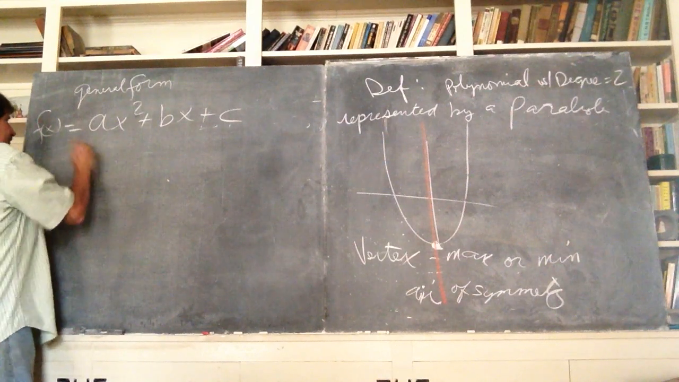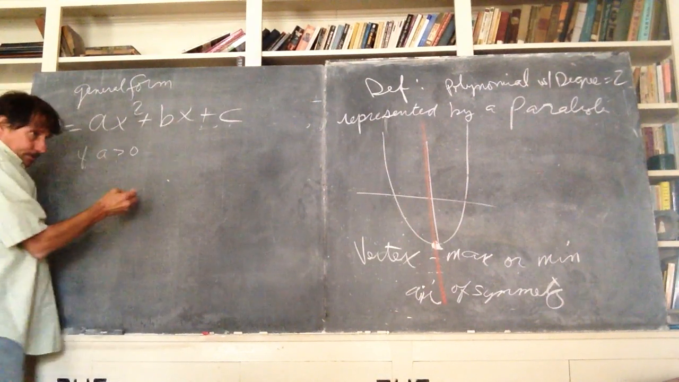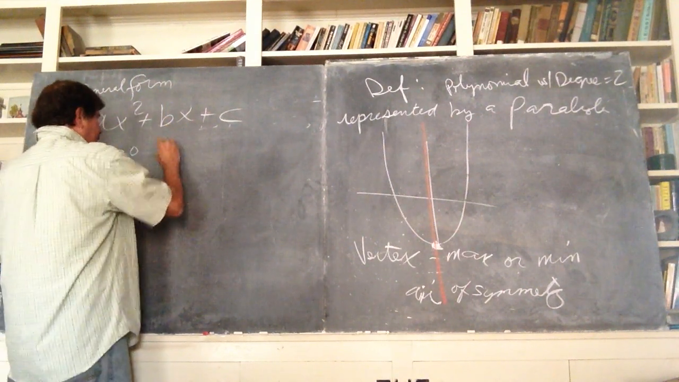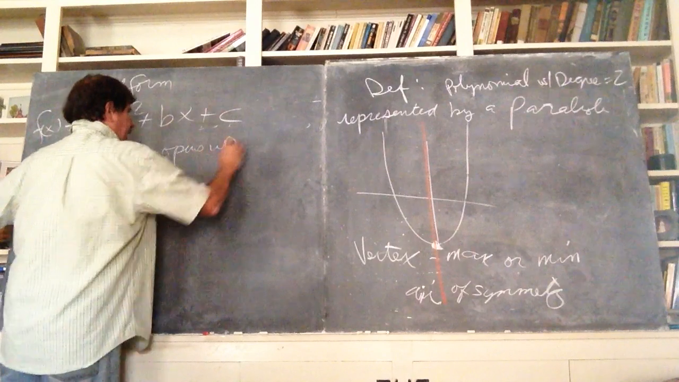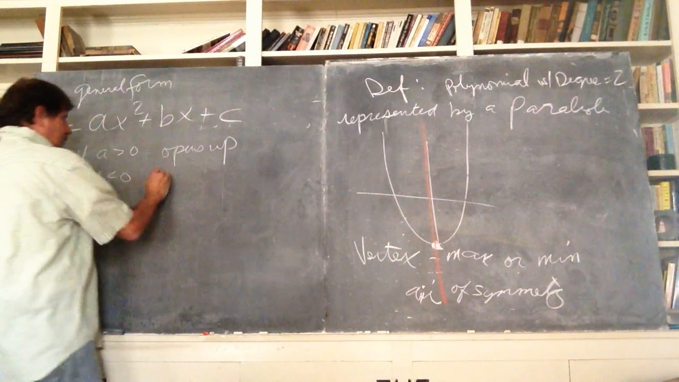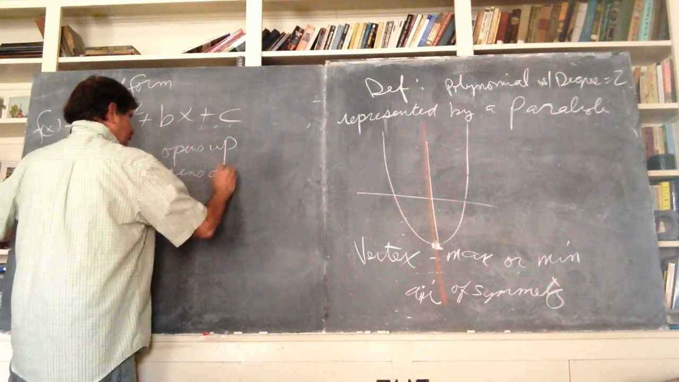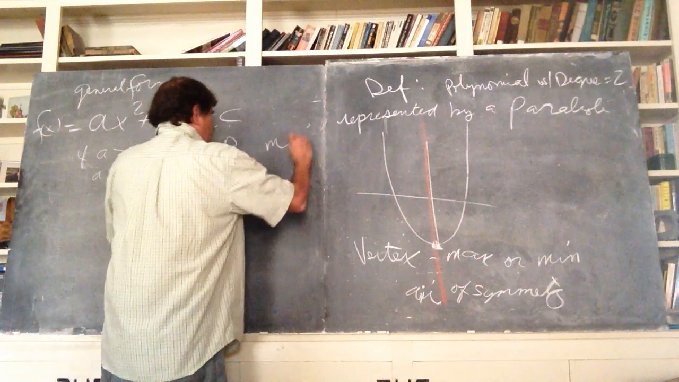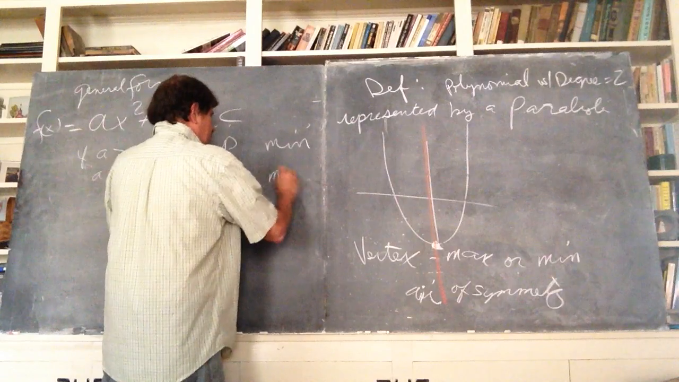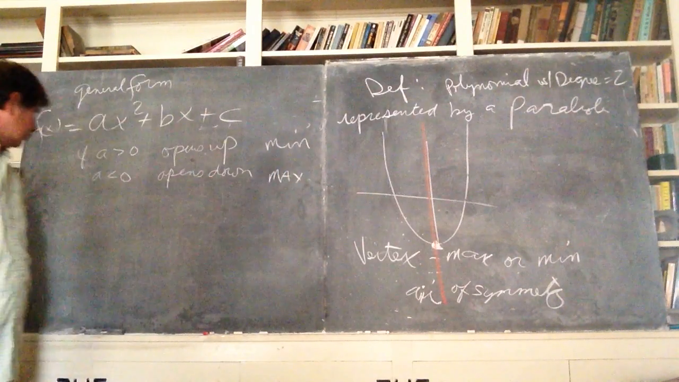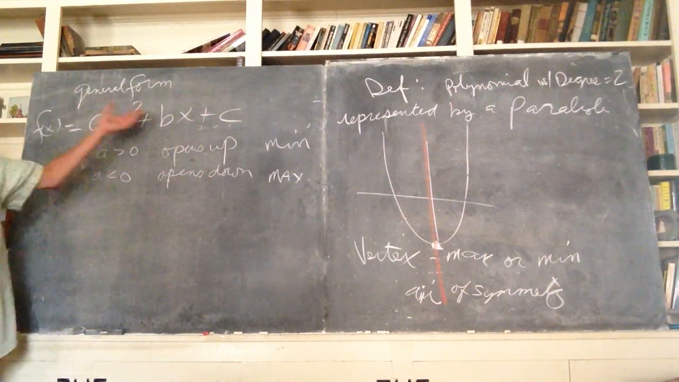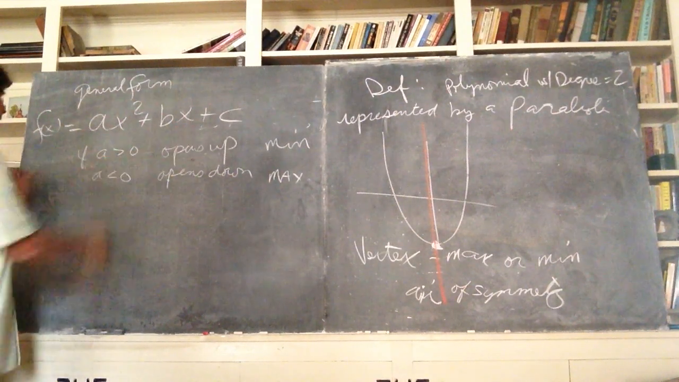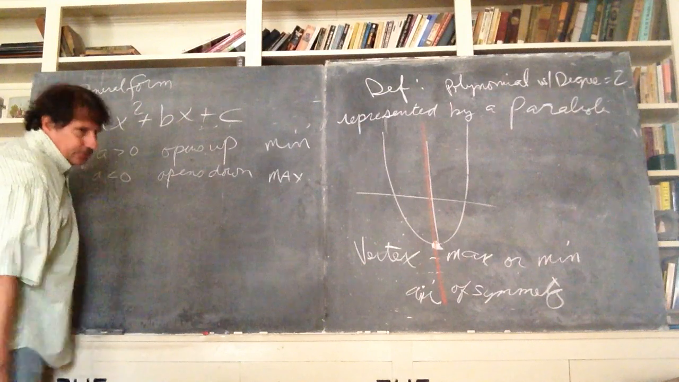If A is greater than 0, then it has a min. It opens up. And on the other hand, if A is negative, it opens down. And we'll even go so far as to say it opens up, meaning there's a minimum point, or opens down, meaning there's a maximum point. And I'll probably get back to that a little bit as we go. So there's what's called the general form of a quadratic function where A, B, and C are real numbers. They should be integers.